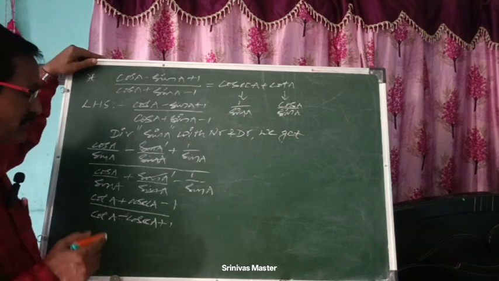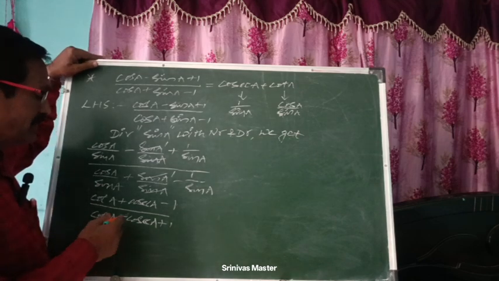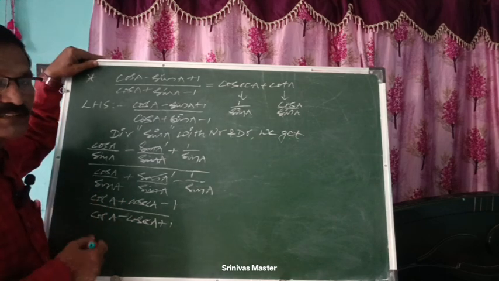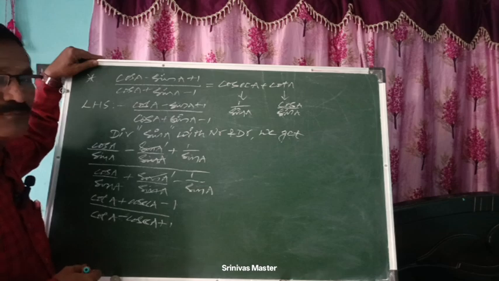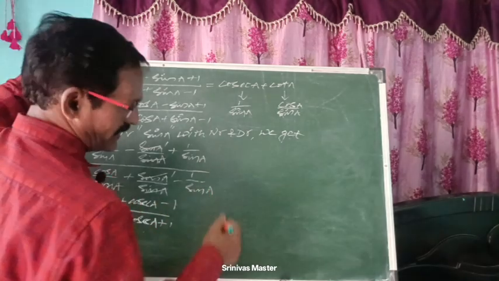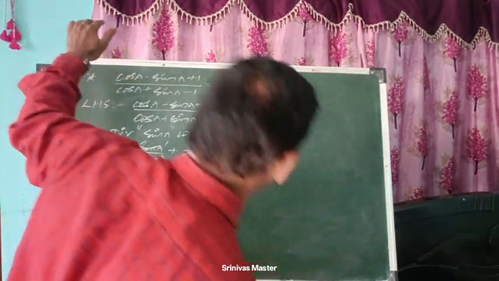Then how to eliminate? You know one of the identities in terms of cosec and cot. What is the identity? Cosec square theta minus cot square theta equals 1. That is one of the identities we can use.